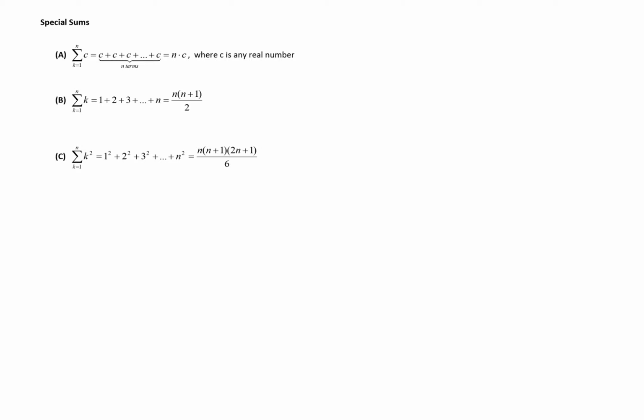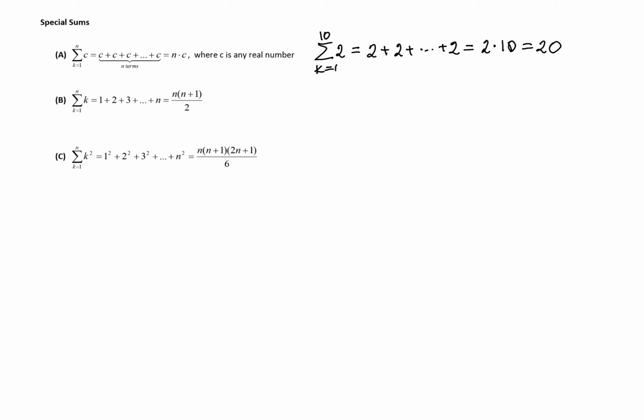The first one, which we have already seen when we discussed properties of the sigma, is the fact that the sum of a constant is n times that constant, where n is the number of times that constant is added. So for example, if I want the sum from k equal 1 to 10 of 2, that means that I will be adding 2 ten times, for every k from 1 to 10. And therefore, instead of writing this addition, we can replace it with multiplication. There is 2 repeated 10 times, and therefore this is 2 times 10, or 20.